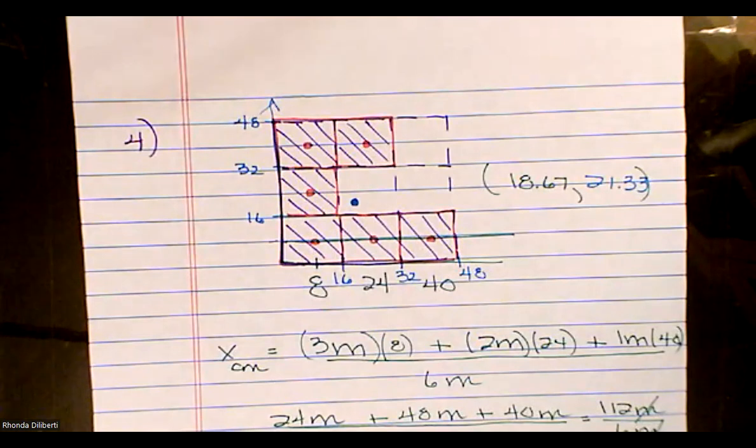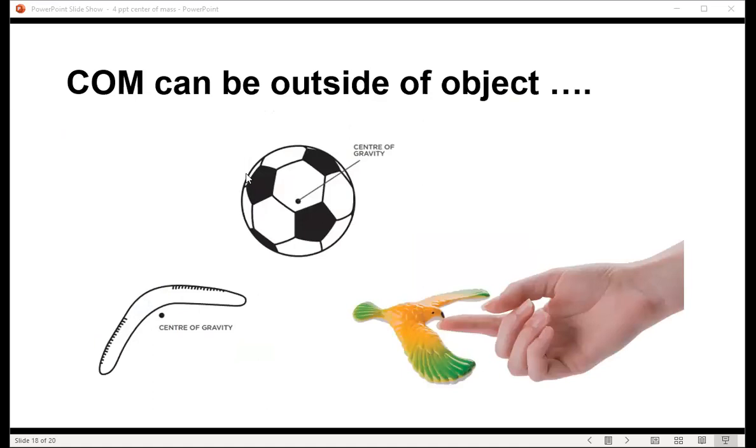Let me show you my last slide here. Hold on one sec. Share screen right here. Okay, so if you had a soccer ball, that soccer ball is hollow, full of air. Its center of mass would be smack in the middle of that air. A boomerang, the center of mass is outside of the boomerang. And if you toss a boomerang and it rotates, like the wrench example that we talked about, it's going to rotate about this center of mass or center of gravity point.